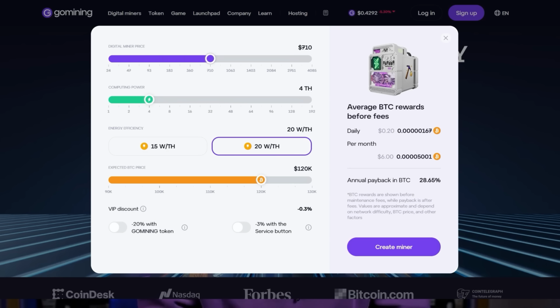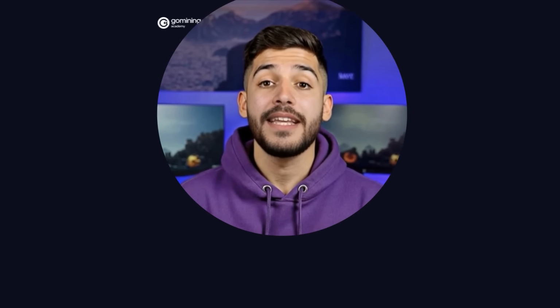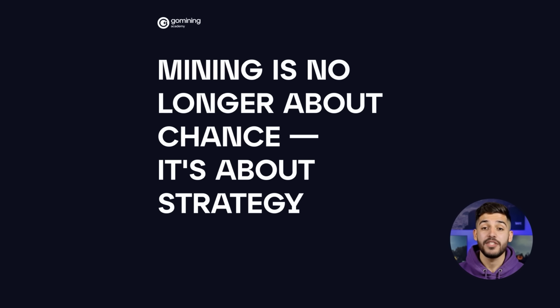To sum it up, mining rewards don't have to be a mystery. With GoMining's profitability calculator, you can see your potential income, costs, and annual ROI before you commit, and can adjust your strategy along the way. Instead of fearing the unknown, you gain clarity. Instead of guessing, you make informed decisions. Start small. Run the numbers. Learn carefully. Build confidence. And remember, mining is no longer about chance, it's about strategy.